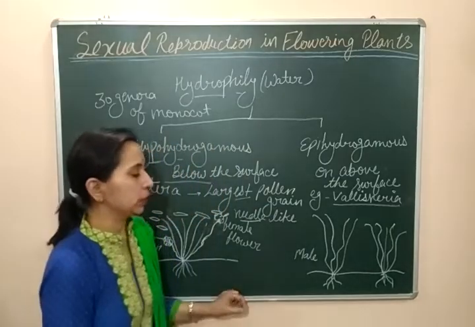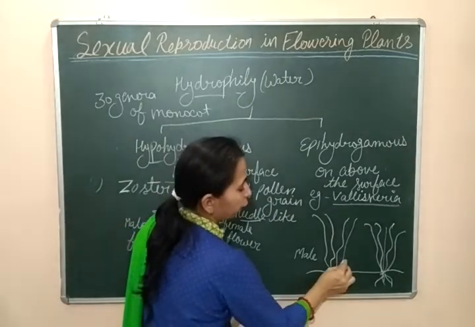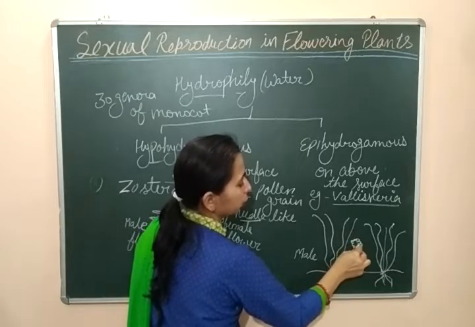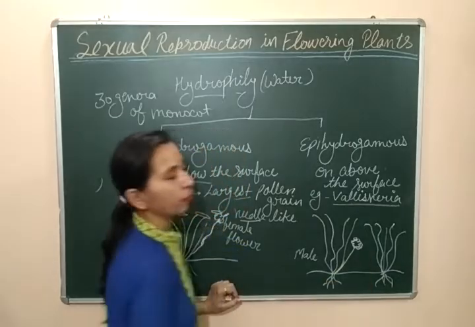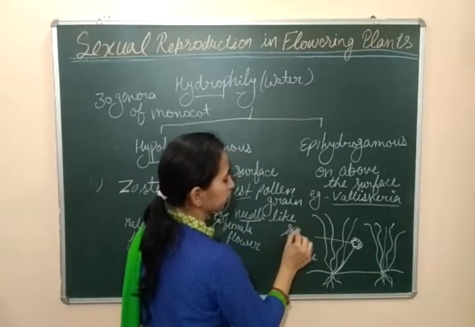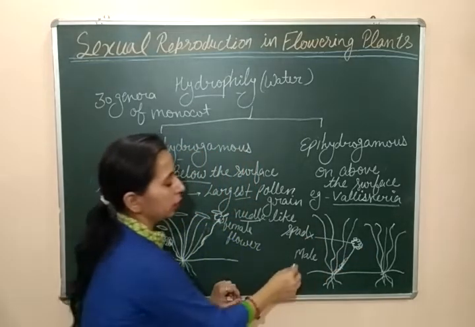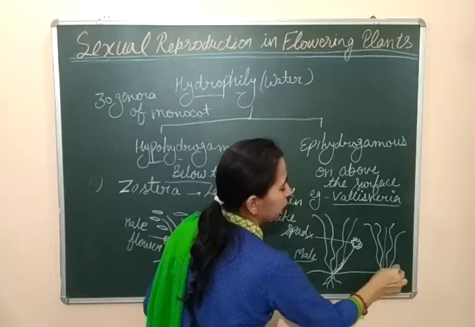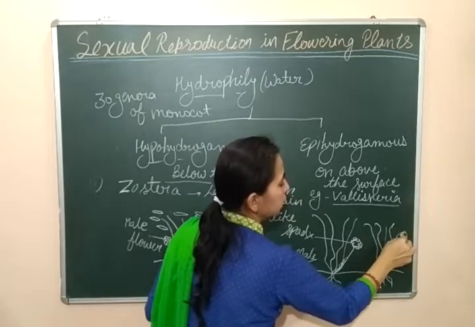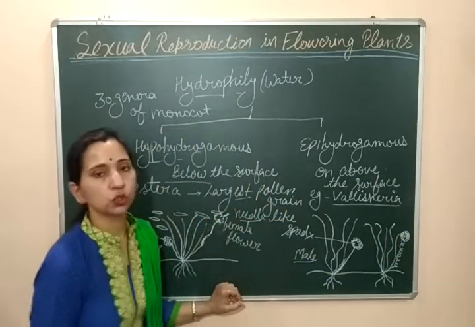Now let's see what happens here. In the case of male flowers, the flowers grow in a cluster in the form of a spadix. Here the spadix is formed, and in the case of female flowers, they are present on a stalk, a coiled stalk. Here female flowers are present on a coiled stalk.